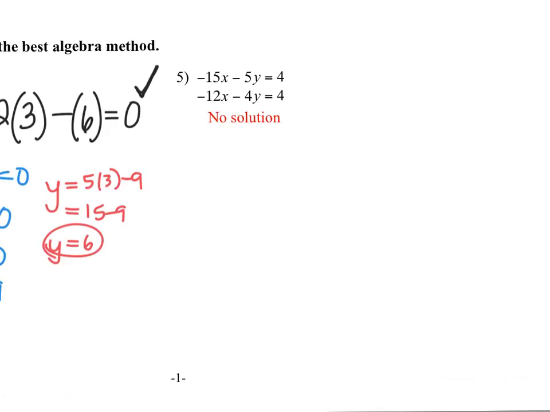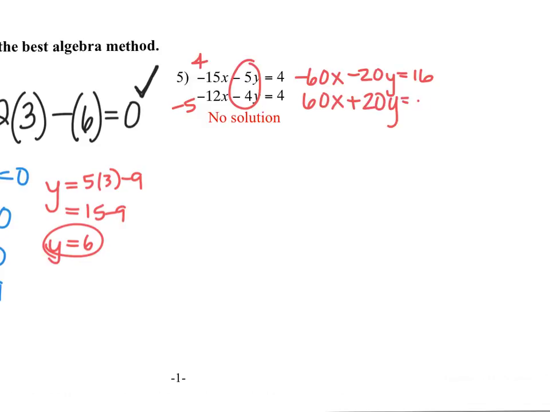Question 5 here is an example of something that we would want to do elimination for. And remember, to do elimination, we've got to get these to multiply to be the same number, or actually perfect opposites, so that they cancel. So the easiest thing I think is probably going to be to cancel the y's. And to do that, we can multiply the top by 4 and maybe the bottom by -5. So that's going to give me negative 60x minus 20y equals 16, and 60x plus 20y equals negative 20.